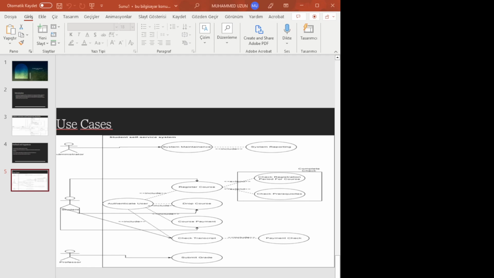In addition, the administrator of the system is also an actor and can maintain the system. These are the use cases, and that's all I have to say.